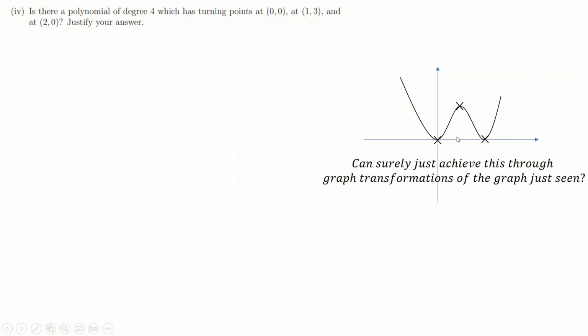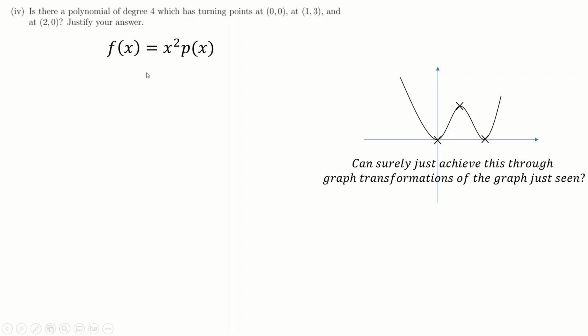So I think I can make this graph just by transforming the other one. I can't be bothered to write down exactly what those transformations are, but I can surely just shift the graph to the right a little bit and then flatten it down or stretch it out, depending on whether this is higher or lower than the other one was. And I can surely get this. I think that would be enough just saying that.